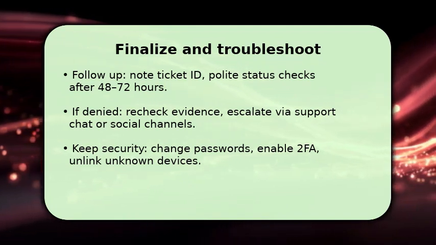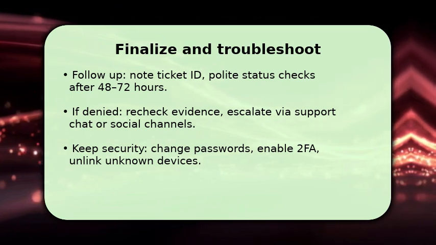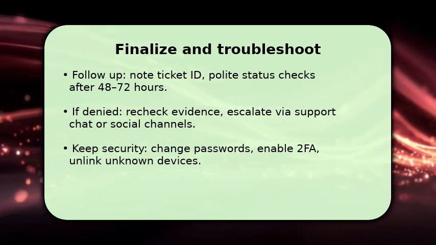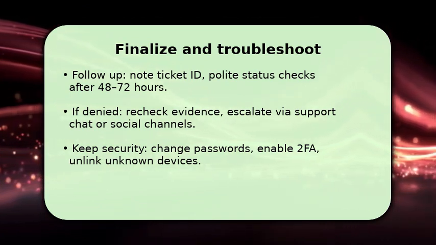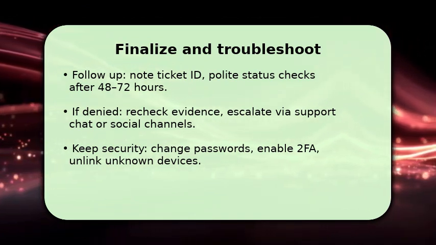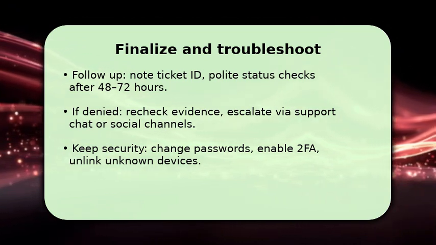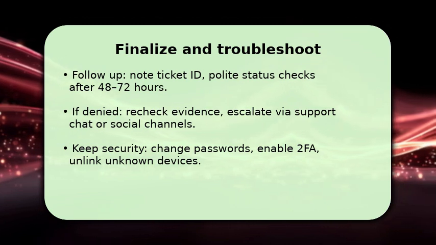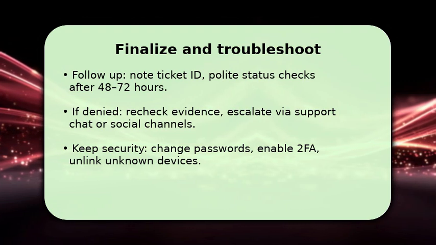If your request is denied, re-evaluate your evidence, correct omissions, and escalate via support chat or official social channels while referencing the ticket. Once access is restored, immediately change passwords, enable two-factor authentication, and remove unknown devices. Troubleshooting tip: if you repeatedly get generic denials, compile a single concise evidence packet and request escalation.